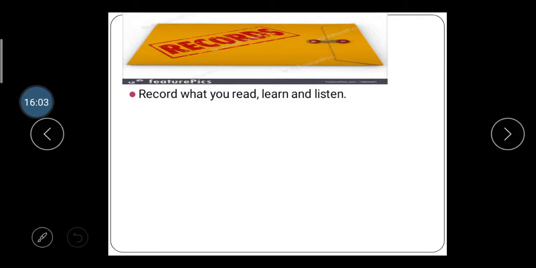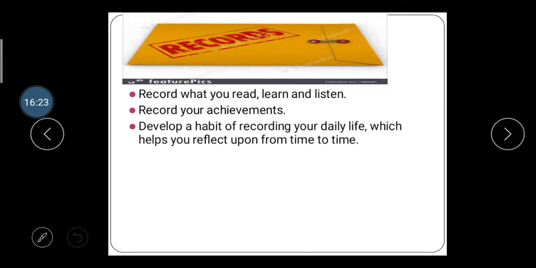Second, record your achievements. Some people have the habit that if they get new knowledge, a new skill or a new achievement, they record their achievements in books and diaries. Then, develop a habit of recording your daily life, which helps you reflect from time to time. If you have a habit of recording, then you can easily consider your overall problems, and you can tackle any problem you face in your life. So it's a very important thing.